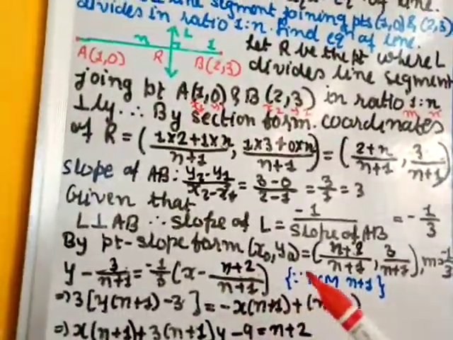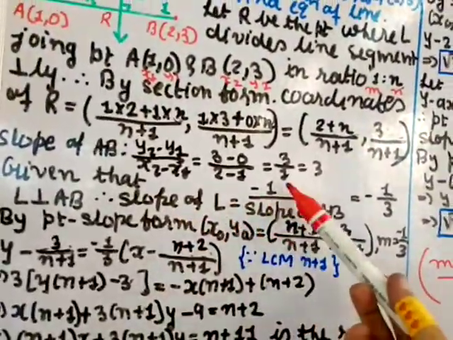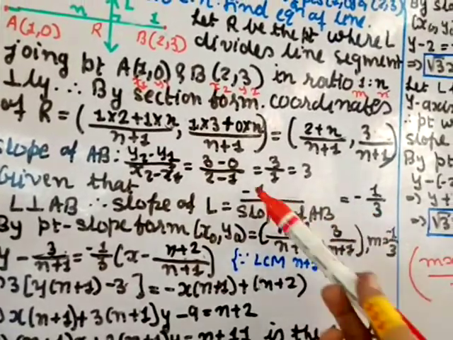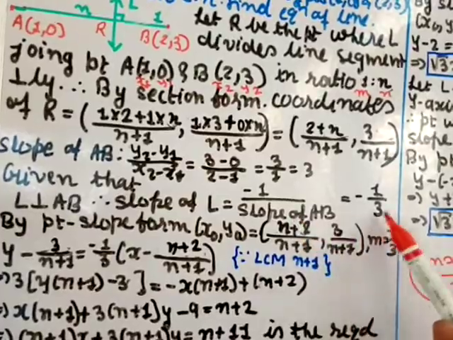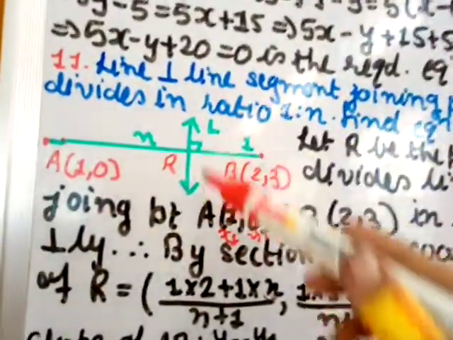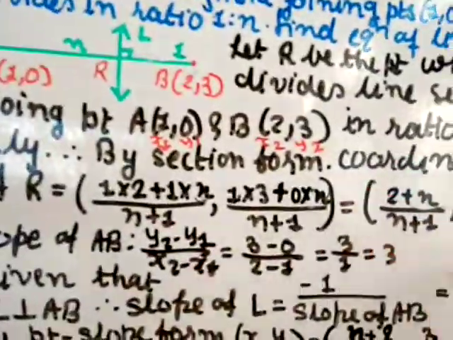So I have written directly here, slope of L is equal to minus 1 by slope of AB, and the slope of AB is 3. So put 3 here. So minus 1 by 3 is the slope of line L which you have to find. Now you have got the slope, you have got the point. The coordinate of the point is this one.